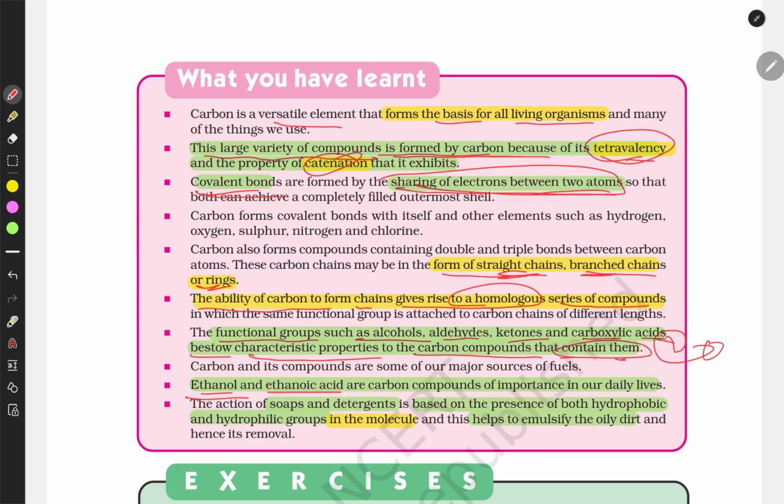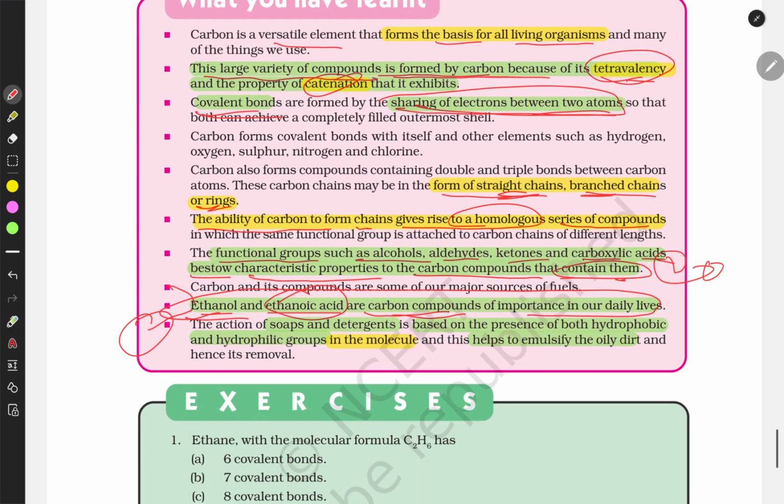Ethanol and ethanoic acid are carbon compounds important in daily life. Ethanol is an alcohol which is used in industry. Also, people drink it to get drowsiness. Ethanoic acid is also used in vinegar.